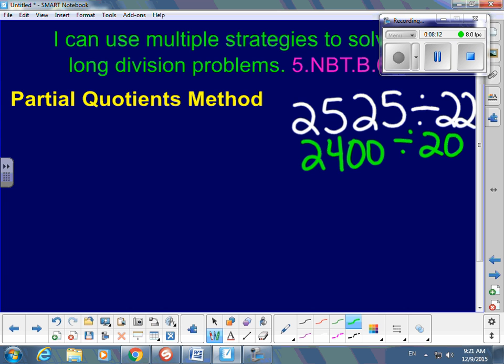So Logan and Brooklyn, see how that number is really close to 25? 24? Okay. So if we were doing mental math, how easy could we do this? 2,400 divided by 20. What do we get? 120? Okay. So this means that our quotient is going to be around what? 120. Very nice job.